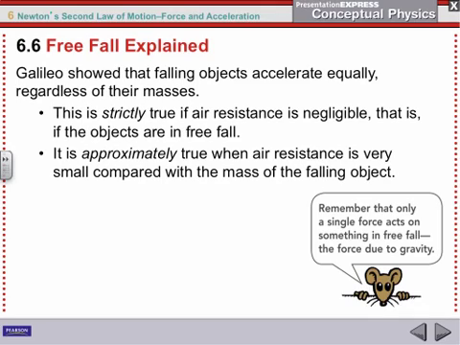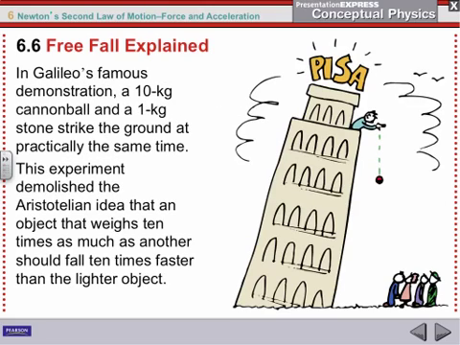So if I drop a 1 kilogram object out of a window and a 2 kilogram object, they're going to hit the ground at about the same time, and they would hit the ground at the same time if there weren't any air resistance. So if we were assuming there's no air resistance, they would hit at the same time.